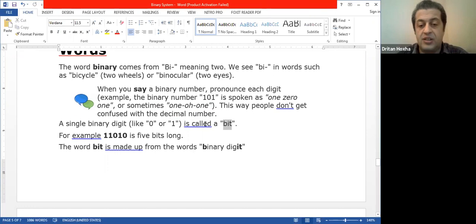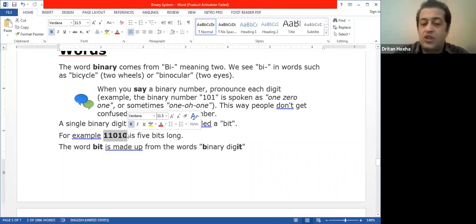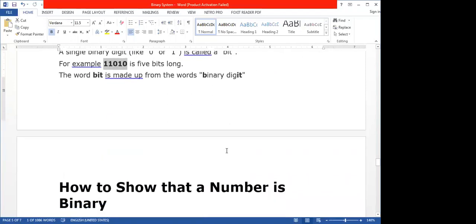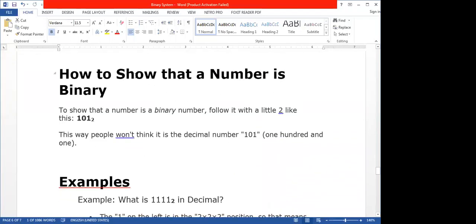In ICT, the computer recognizes only zeros and ones. Every set of numbers like this represents a symbol or a letter. For example, 10010 is 5 bits long.